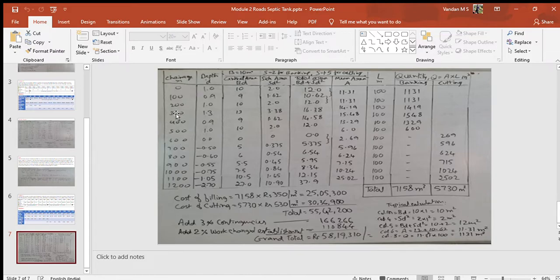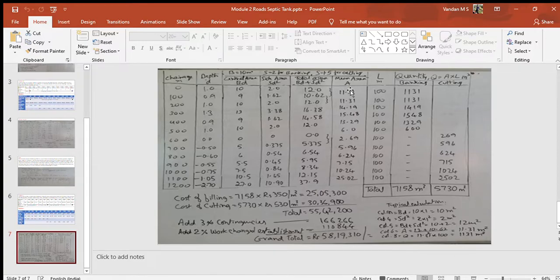First column 1 gives the chainages from 0 meter to 1200 meter. Column 2 gives the depth of banking or cutting copied from the previous table. See that negative sign is used to refer the cutting values. Column 3 gives the area of the central rectangle of the trapezium is equal to B into D. Column 4 gives the area of the side triangles of trapezium, that is equal to S D square. Column 5 gives the total area, that is equal to BD plus SD square.